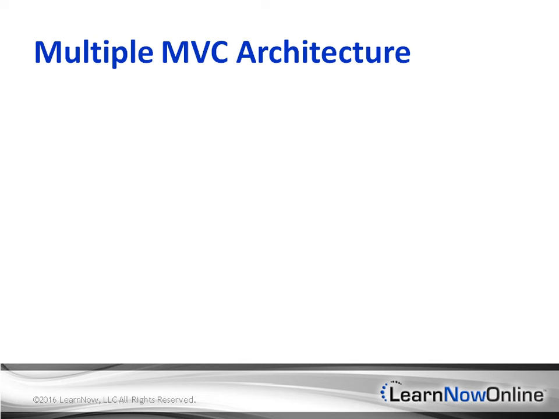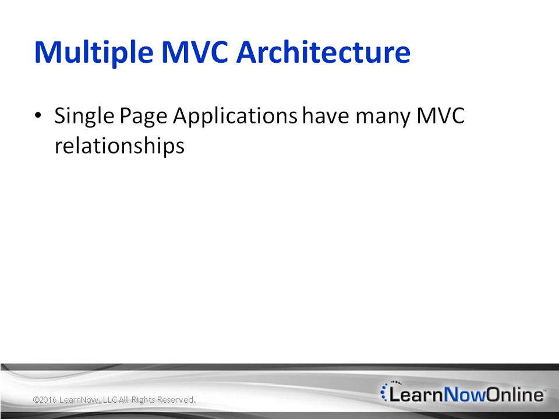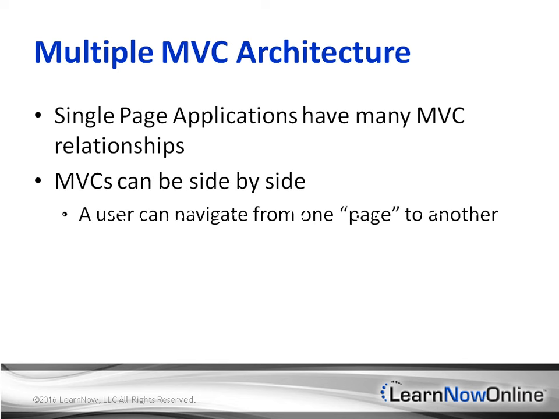But most applications aren't quite that simple. Angular applications use multiple components as MVCs in their architecture. Angular uses many components as MVC relationships within its architecture. They can be run side by side. For example, a page or a view can navigate to another page, and it runs its own MVC to display the page.